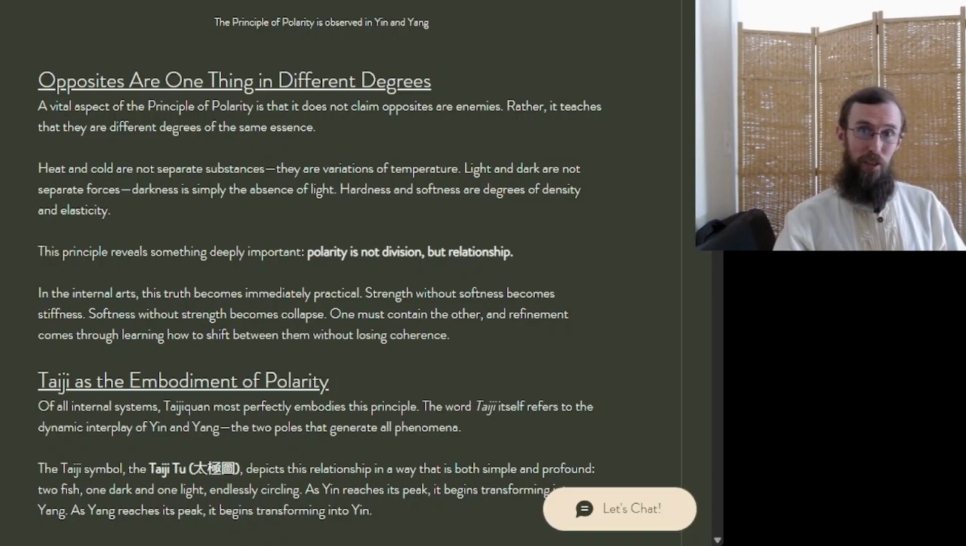In the internal arts, this truth becomes immediately practical. Strength without softness becomes stiffness. Softness without strength becomes collapse. One must contain the other, and refinement comes through learning how to shift between them without losing coherence. That is the essence of taiji practice.